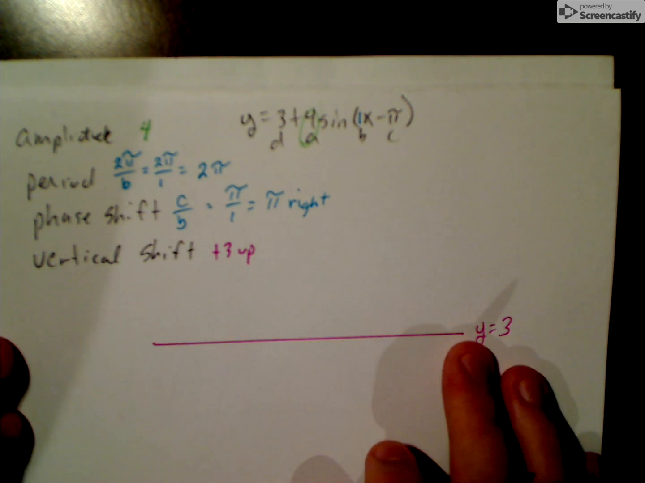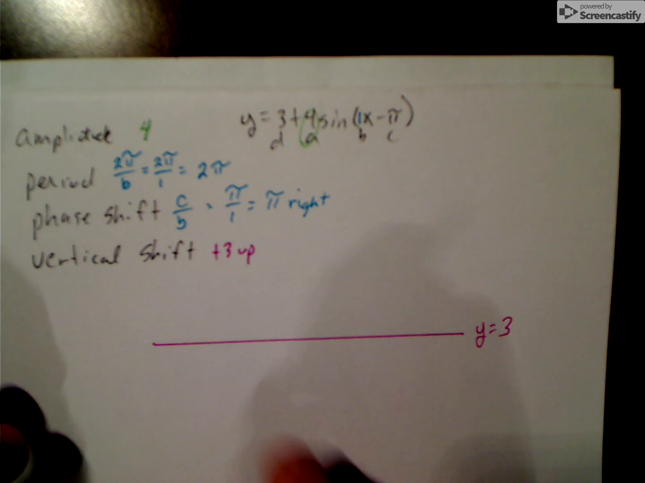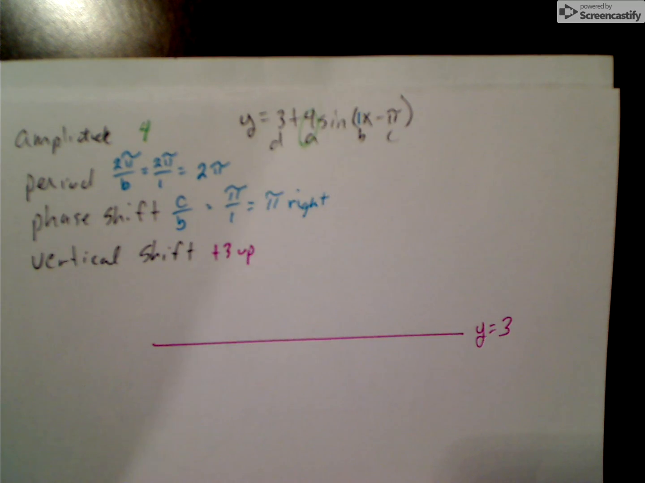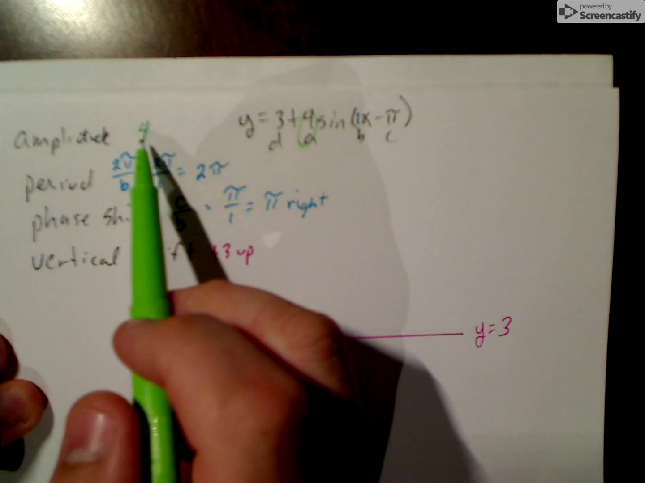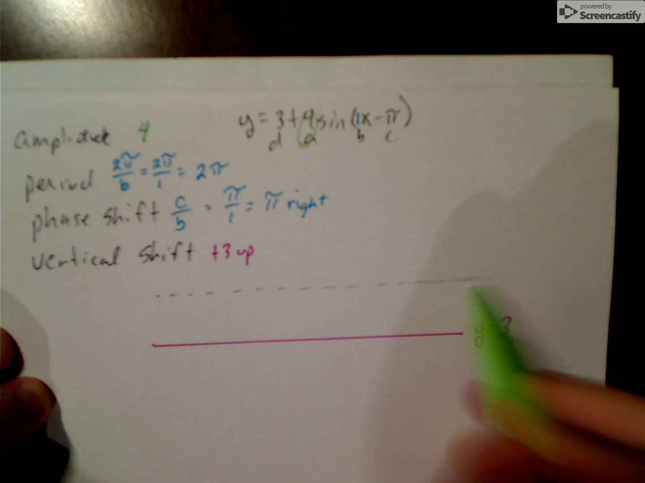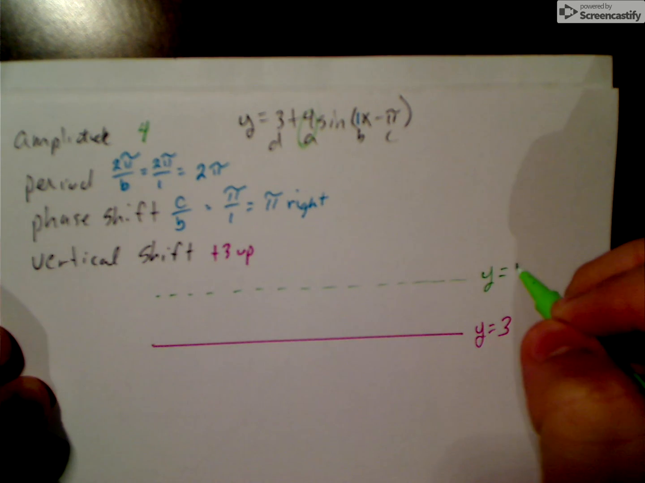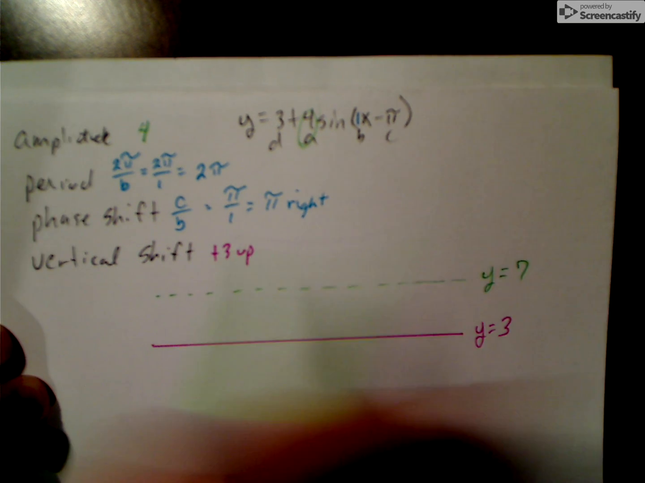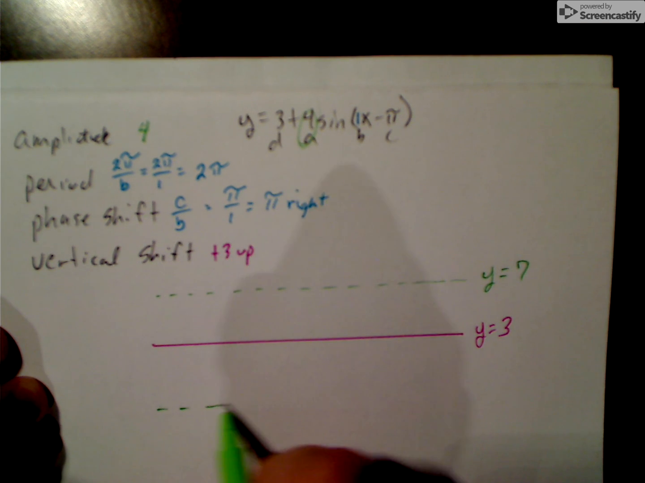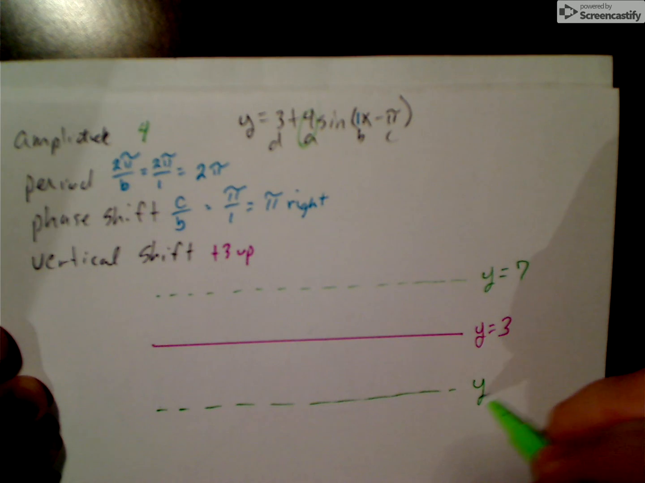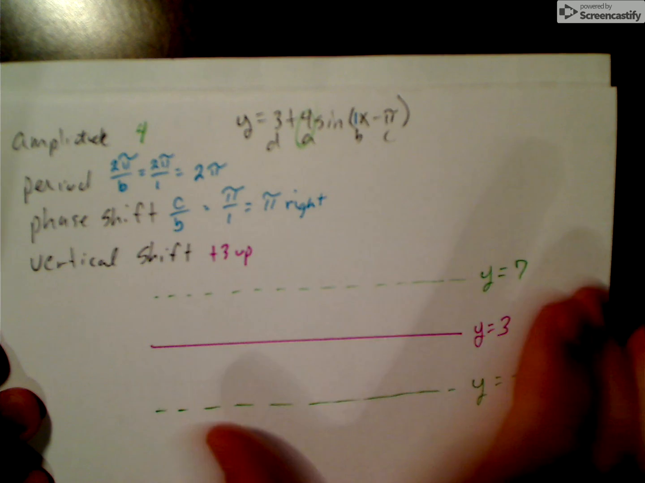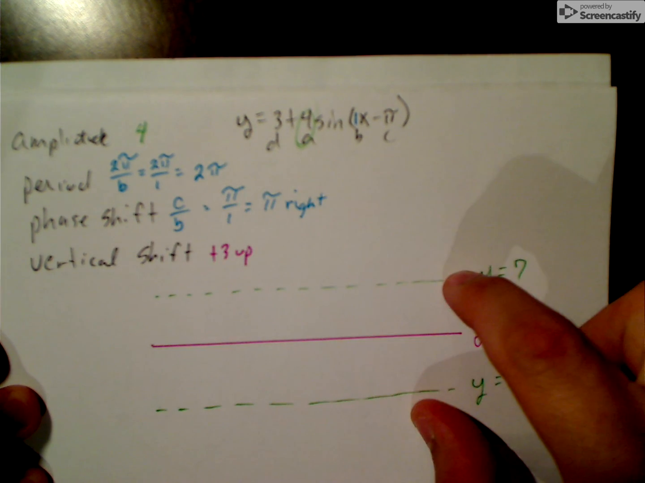The reason I do that is because it tells me that everything I draw is going to be based off of this equilibrium line at y equals 3. My amplitude is 4, and this is y equals 3, so I'm going to have a max value somewhere up here, y equals 7, because the difference between 3 and 7 is 4, which is the amplitude. It also means I'm going to have a minimum value somewhere down here at y equals -1. So my graph is going to go between these two lines.